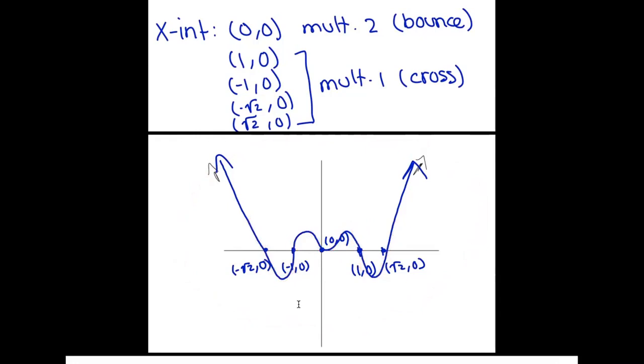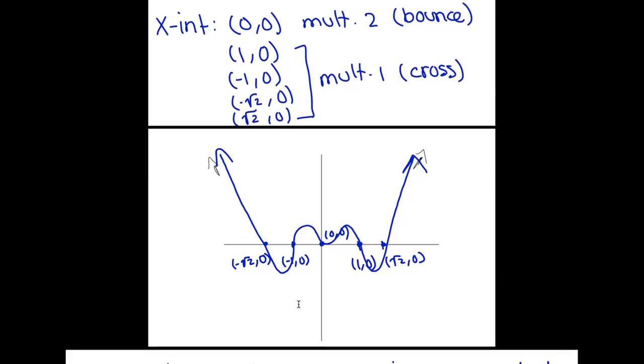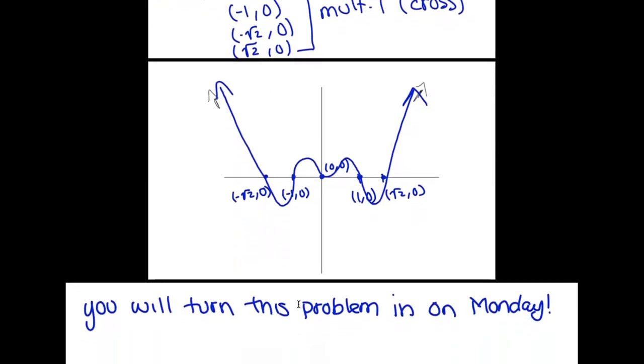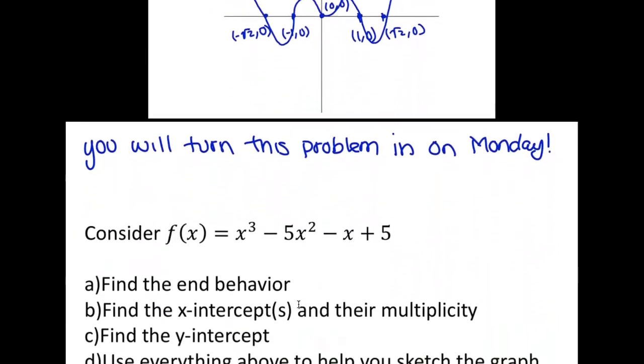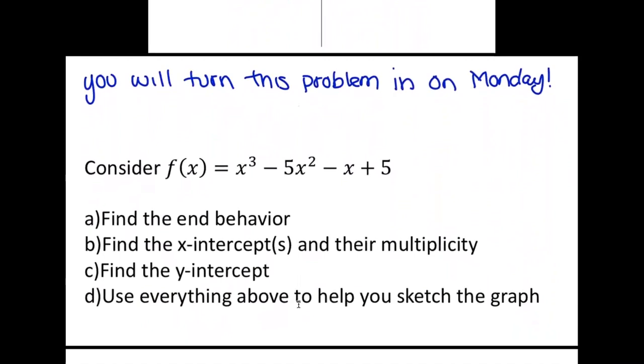All right. My suggestion would be to rewind this portion and watch it one more time just to get a good hang of it. And then what you will turn in on Monday on a separate sheet of paper. So this is our assignment. You are going to consider this polynomial f of x, find its end behavior, find the x-intercepts, their multiplicities, the y-intercept, and use everything you know to sketch a graph of it.